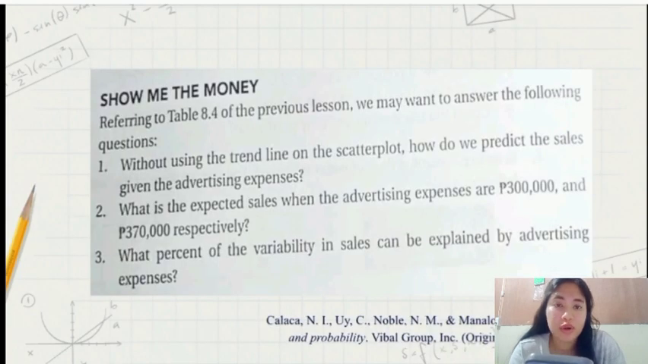I have here an example. We may want to answer the following questions first. Without using the trend line on a scatter plot, how do we predict the sales given the advertising expenses? Second question, what is the expected sales when the advertising expenses are 300,000 pesos and 370,000 pesos respectively? Last question, what percent of the variability in sales can be explained by advertising expenses?